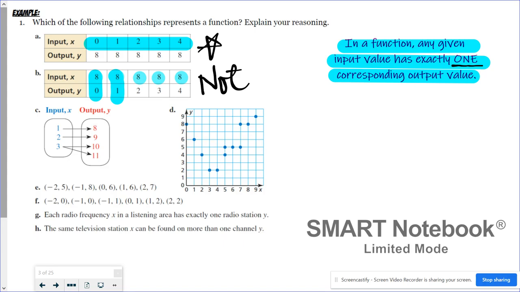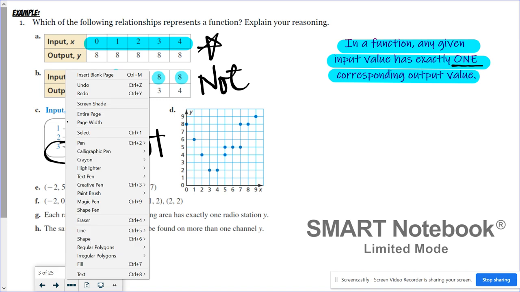Okay. So looking at the mapping diagram in C, if I'm just looking at the blue inputs, I see 1, 2, 3. Oh, no repeats. But those arrows tell us what each input goes with. So the input of 1 has an output of 8, the input of 2 has an output of 9, and the input of 3 has an output of 10, but also has an output of 11. So right here, this is telling me that this is not a function, because in a function, any given input has to have one corresponding output, and that input of 3 has 2 corresponding outputs, and that's just not allowed.